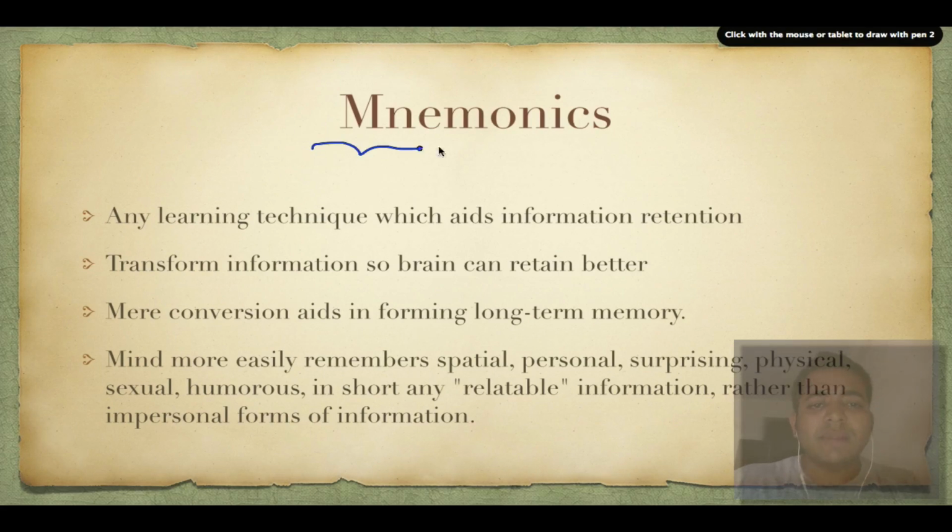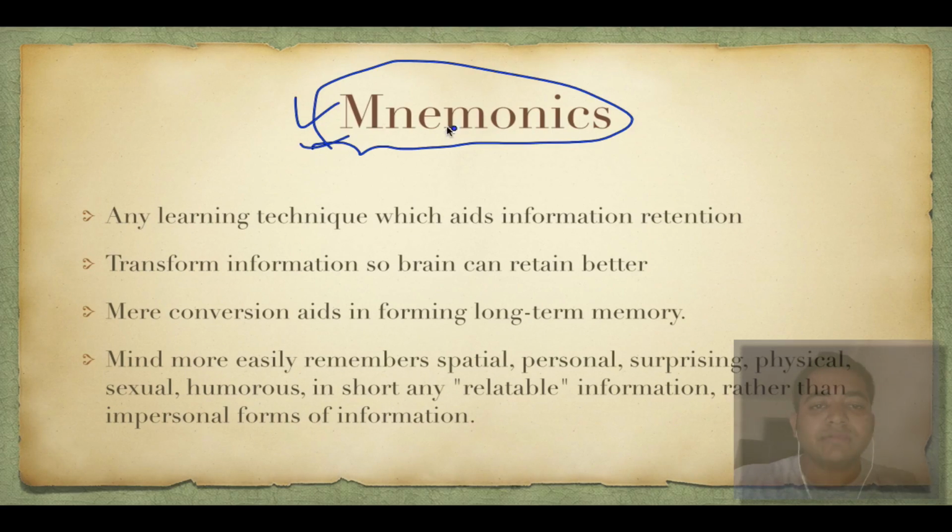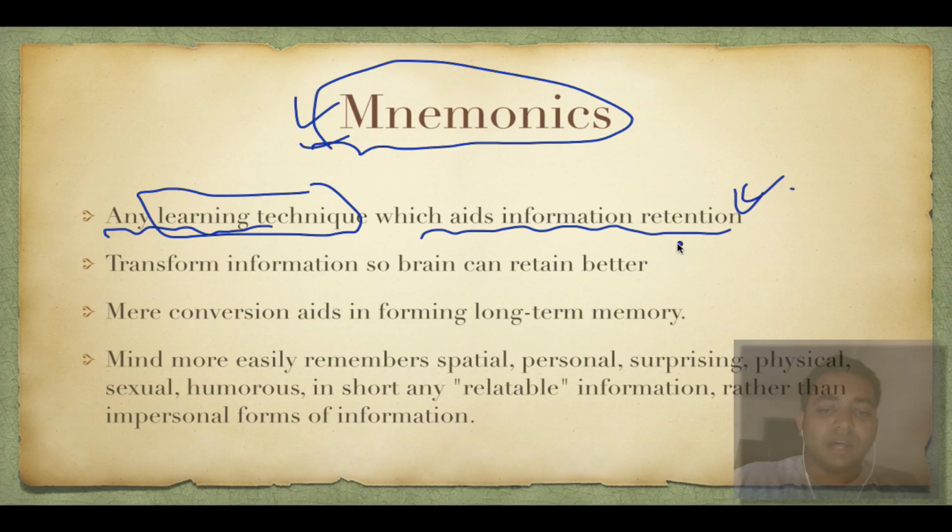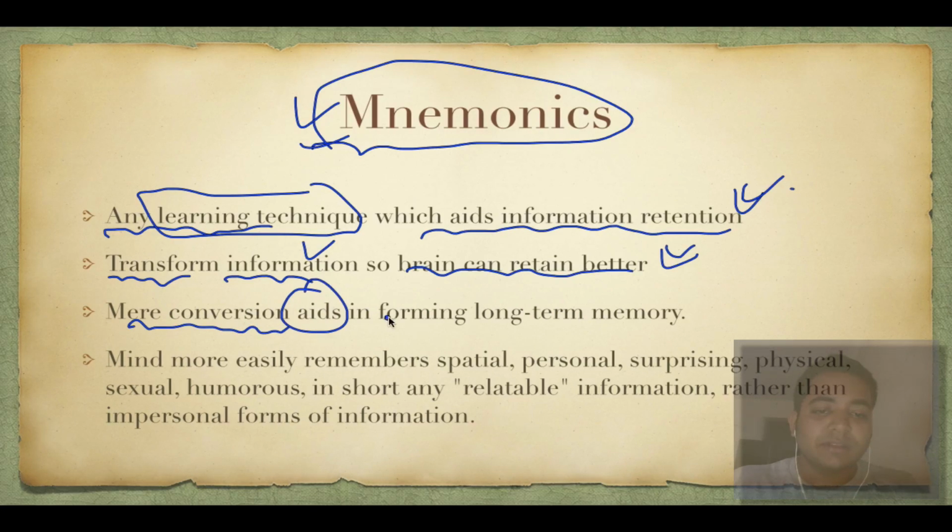So anyway, what are mnemonics? Mnemonics will be something like this. Any learning technique whatsoever which aids information retention is a mnemonic. So what happens is we transform one type of information into another so that the brain can retain it better. That's it, nothing else. Everything is a mnemonic. Mere conversion aids in forming a long-term memory.